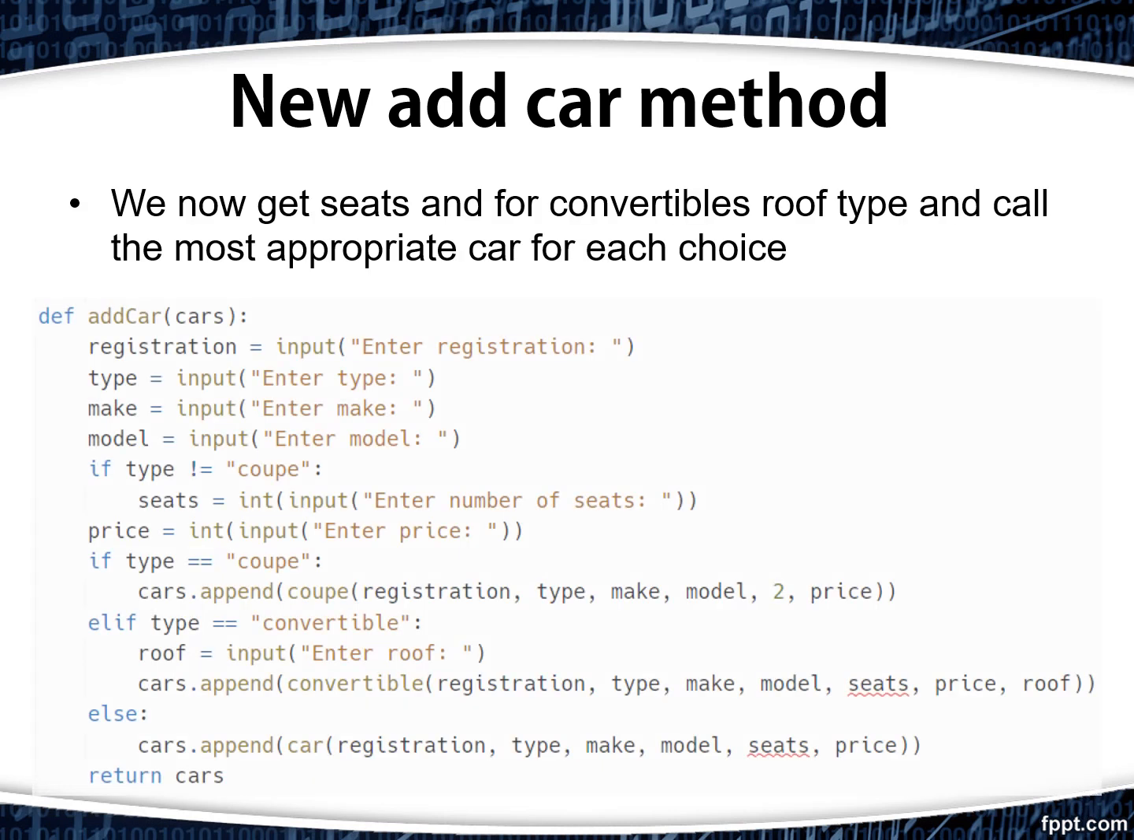To change the add car method, I don't ask anymore for seats if the type is a coupe. Only if it's not a coupe do we need to know the number of seats, because all coupes have 2 seats. We also then check if the type is coupe and append a coupe, passing 2 as the number of seats. If the type is convertible, then we also ask them what roof type it is, and then we append a convertible object. If the type is neither coupe nor convertible, we use the standard car object to append a new car object to our array.